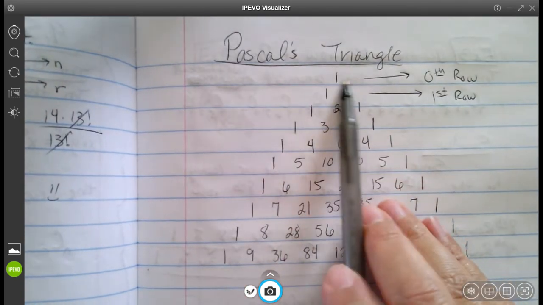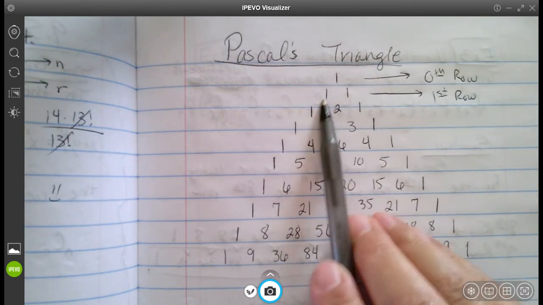So let's see how the triangle works. 0th row is just a 1. First row is 2 1s.